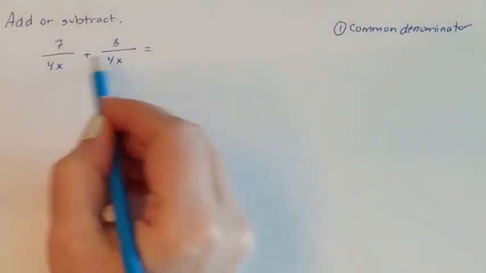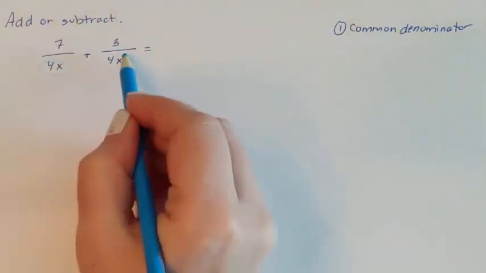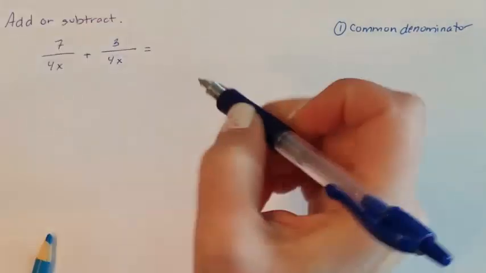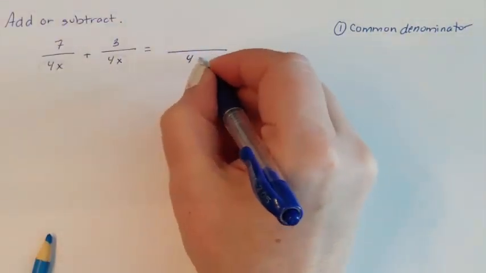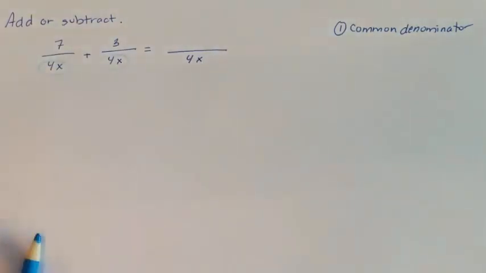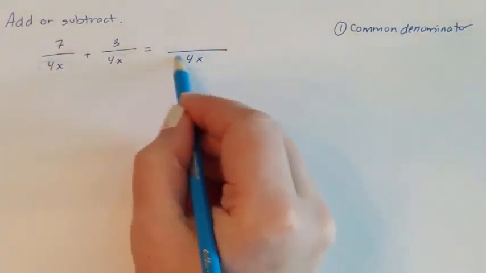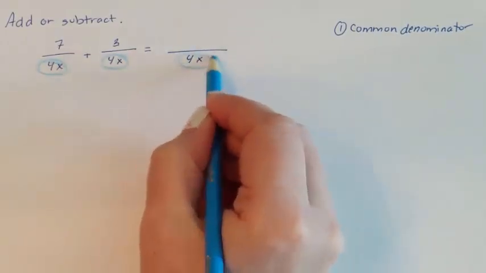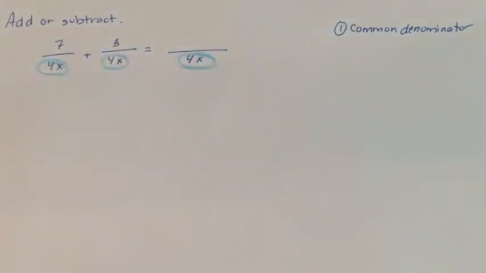I see a 4x here and a 4x here. They have a common denominator. Since they share the denominator, that means the denominator that we are going to be left with is that same denominator. So the denominators do not change. If they were originally both 4x's, I'm still talking in terms of 4x.